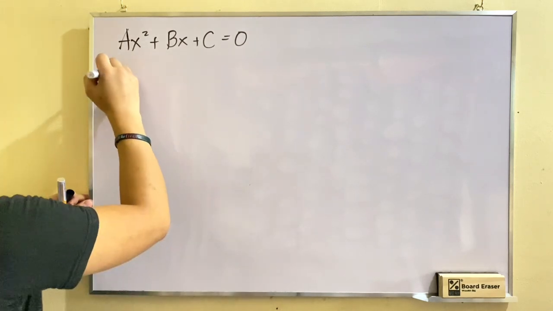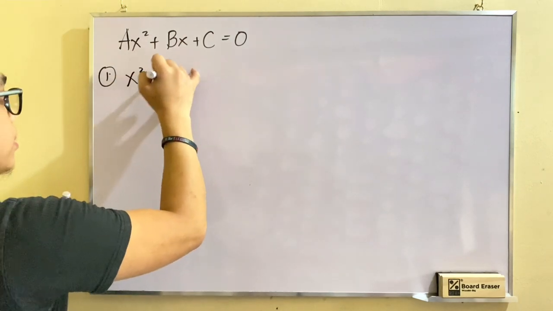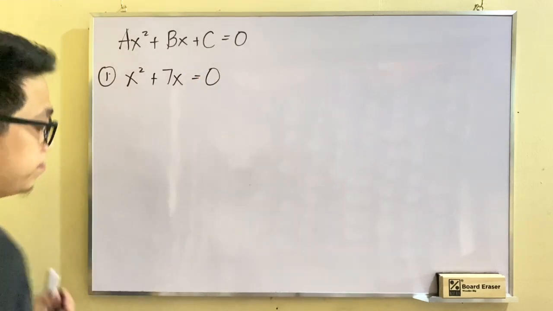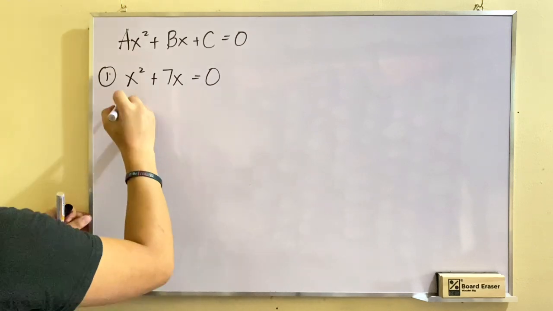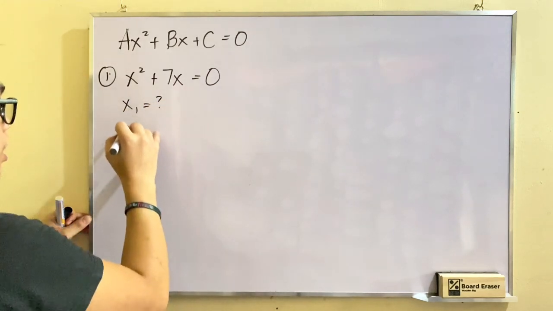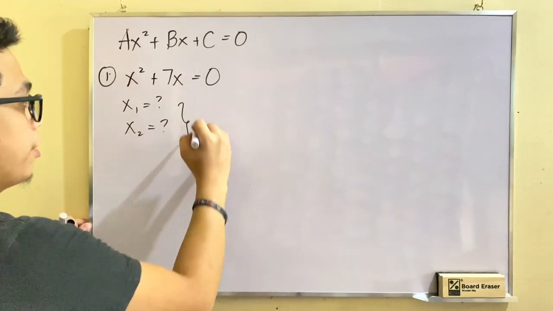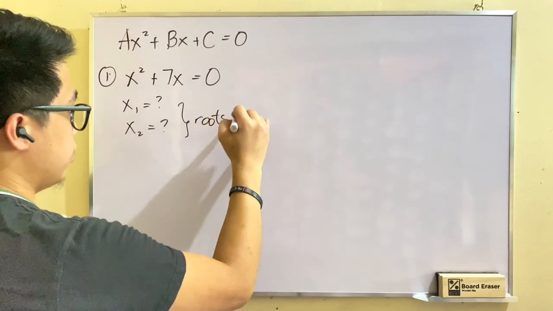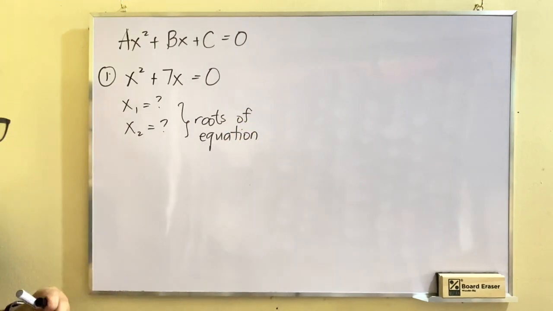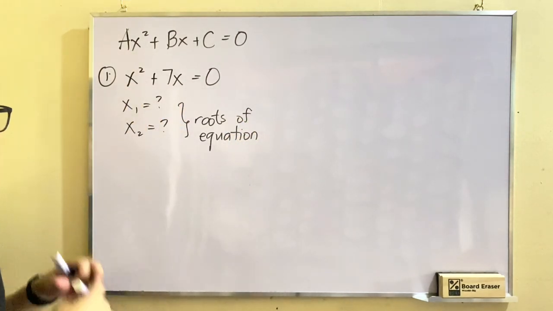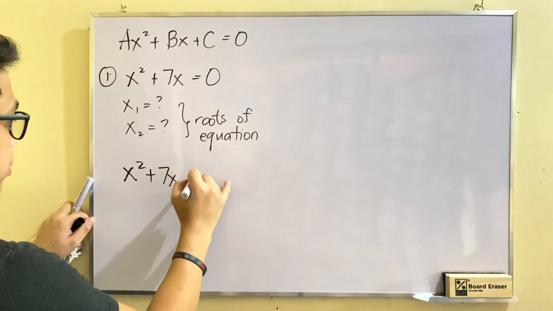So for example number 1, meron tayong given equation which is x squared plus 7x is equal to 0. So, kailangan nating malaman kung ano ang value ni x sub 1 and ni x sub 2. So, ano ba tong x sub 1 and x sub 2? Si x sub 1 at x sub 2 are the roots of the equation. So, ang requirement sa atin is isolve ang roots of equation using factoring. So, ang equation natin is x squared plus 7x is equal to 0.